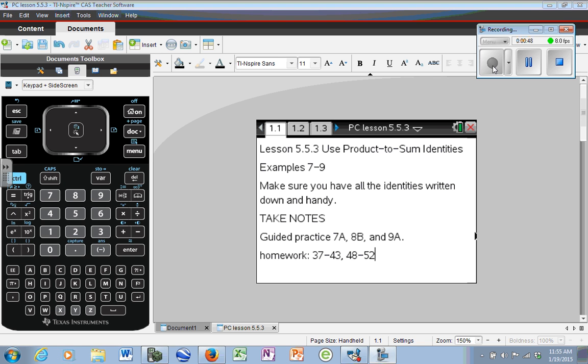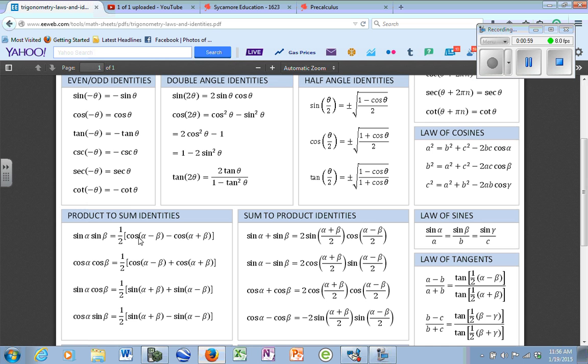Now, obviously you're going to need to take notes. And you've got to have your book. And you're going to want to make sure that you have all your identities down and handy. I've got our handy dandy sheet here with even odds and double angles and half angles.